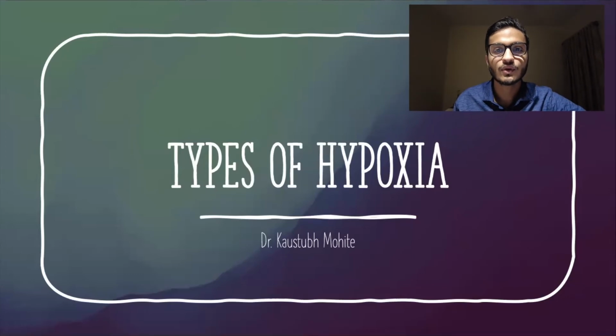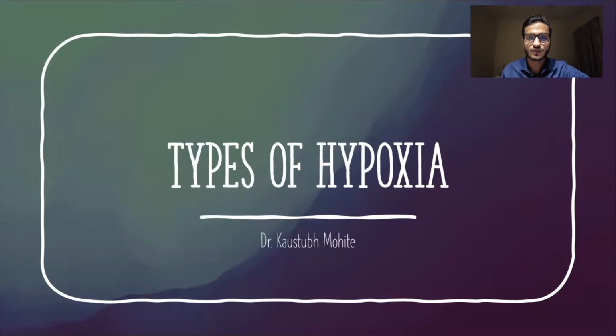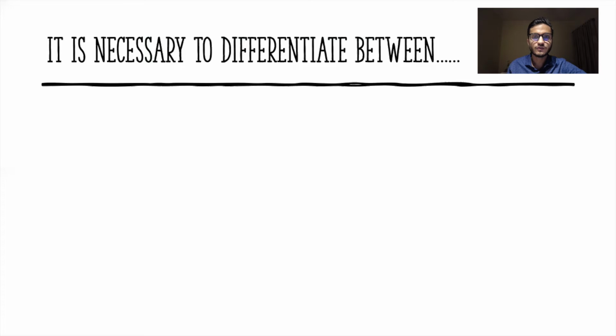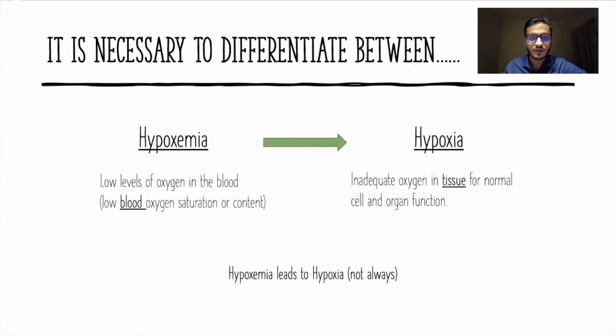And today we'll be talking about some basic respiratory physiology, that is hypoxia and types of hypoxia. So before we start, it is really necessary to differentiate between hypoxemia and hypoxia. So what is hypoxemia? It is low levels of oxygen in the blood. So that means low blood oxygen concentration. Whereas hypoxia is inadequate oxygen at the tissue level. Usually, hypoxemia leads to hypoxia. However, this is not always true.